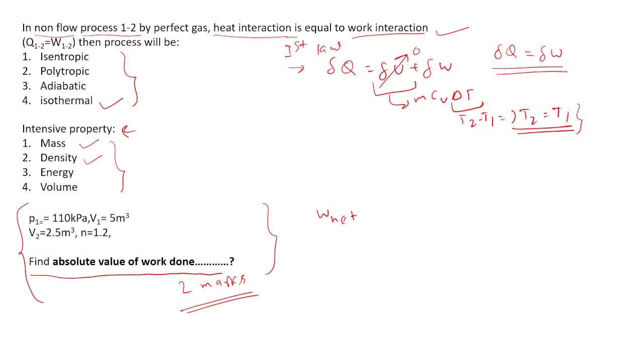And what is delta T? T2 minus T1. So if it is equal to 0, then T1 should be T2, right? Okay, fine.